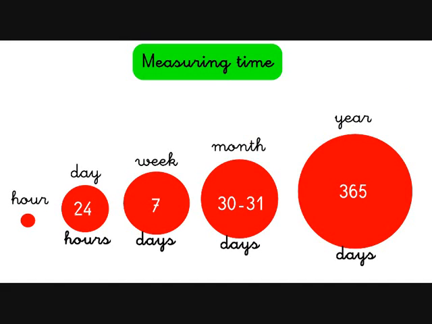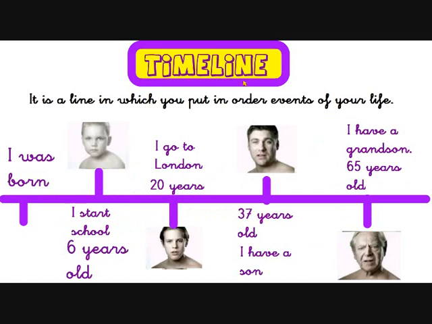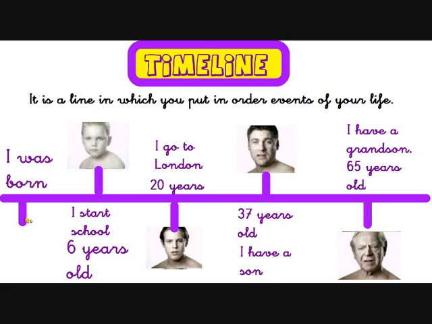Let's have a look at the timeline of this man. A timeline, as we said, is a line. Here is a line, and in it we put events in order: this is one event, another event, another event, another event. And they are in order. Look. The first thing that happens in anybody's life is the birthday, the day that someone is born. I was born in 2007. So you were born this day. This is the first thing that happened to you.